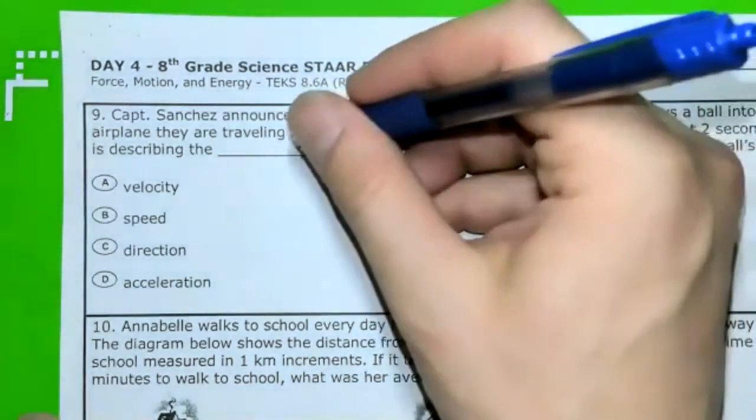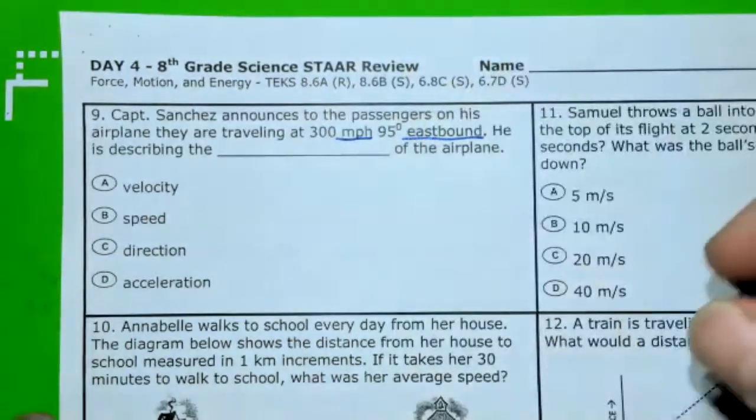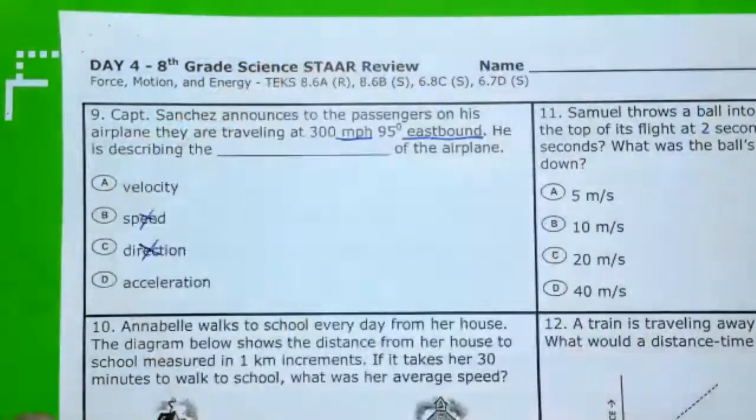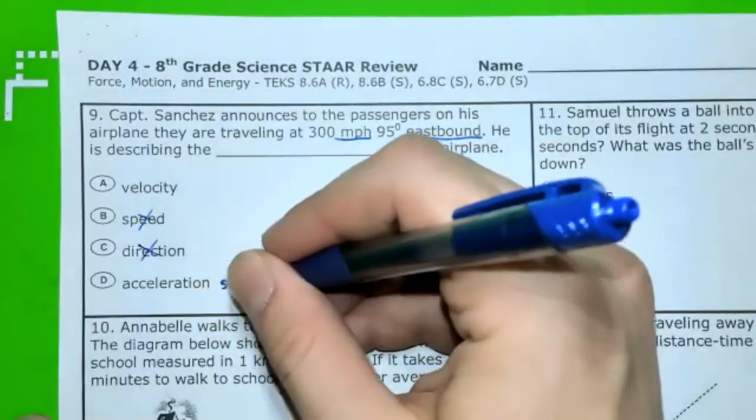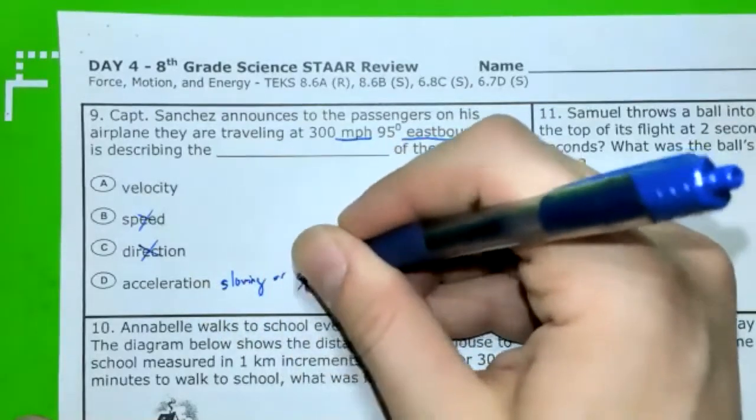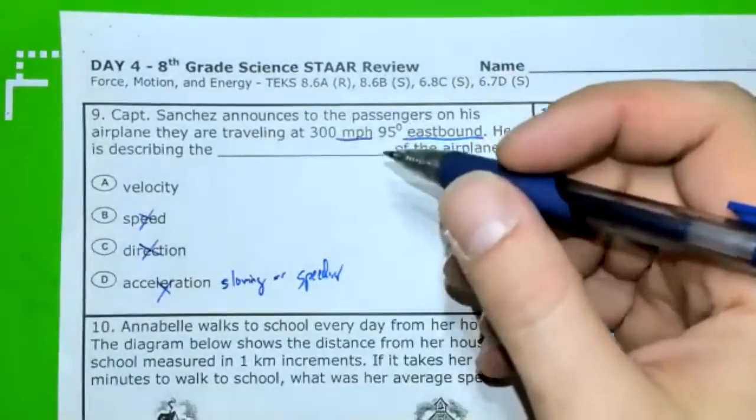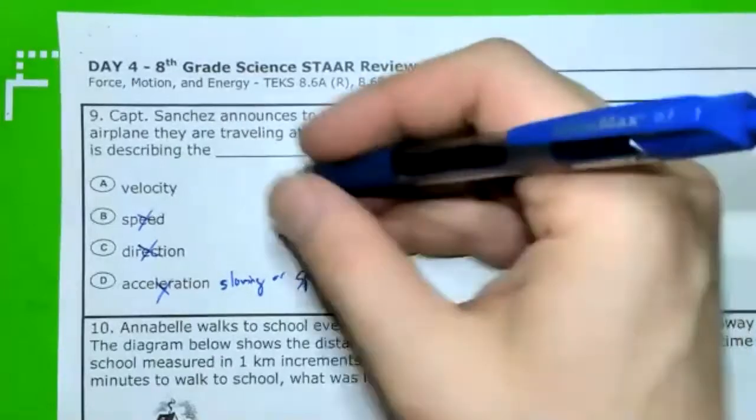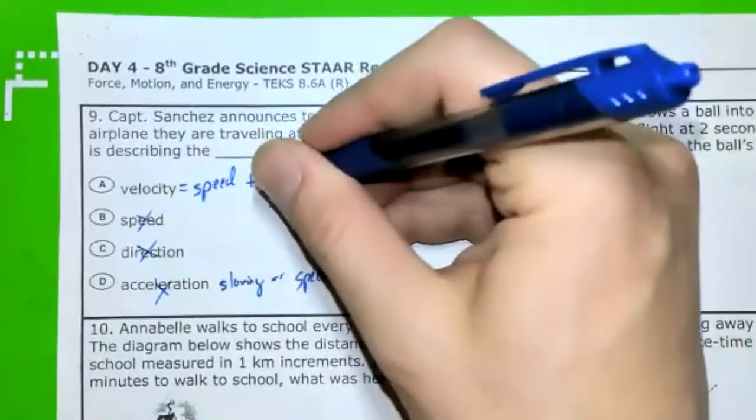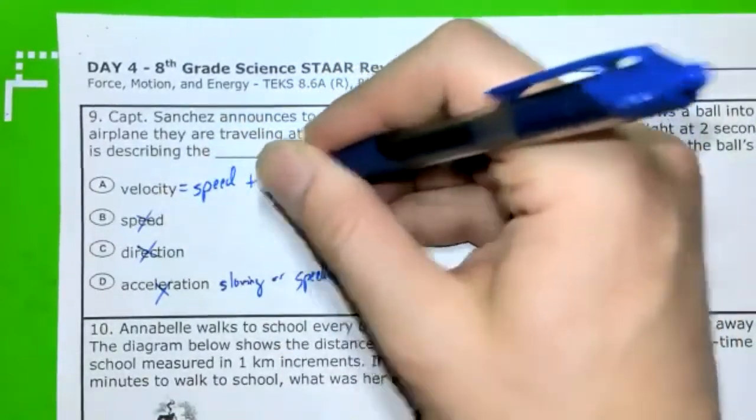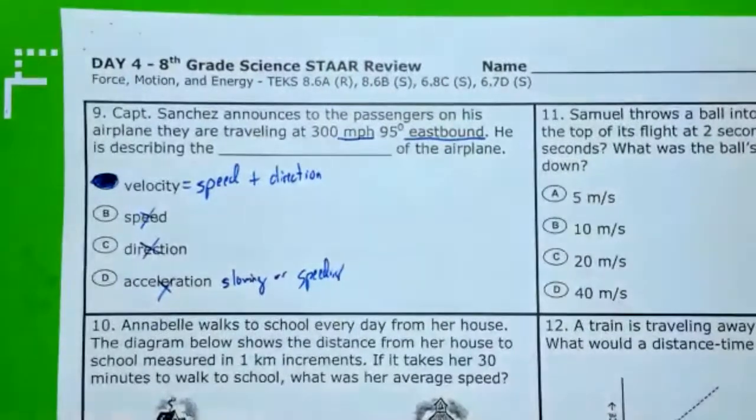Well, the 300 miles per hour is speed, but eastbound is direction. So we know it's not just speed, it's not just direction. And he's not telling the passengers if they're slowing down or increasing, slowing or speeding. So that can't be it. Again, you don't have to know the correct answer, you just have to know what's wrong. But all of you know that velocity is just speed plus direction. And that's what he's telling people. He's telling them how fast they're going and what direction they're headed.